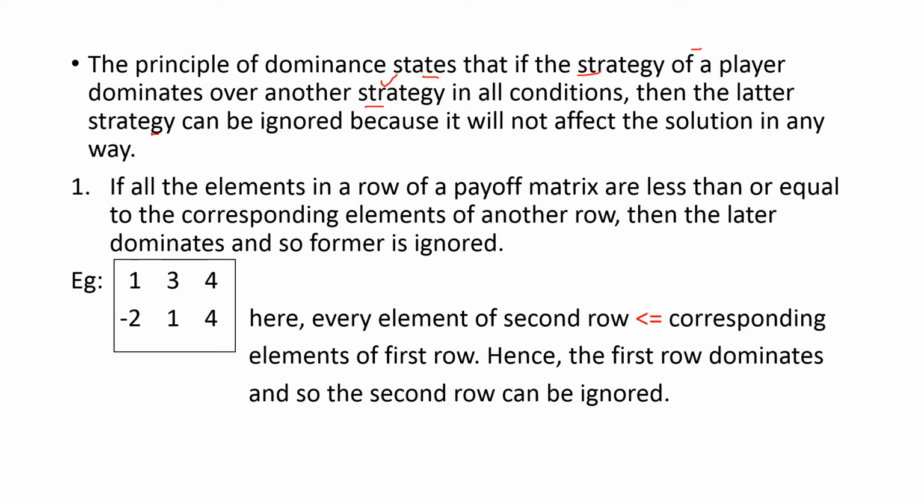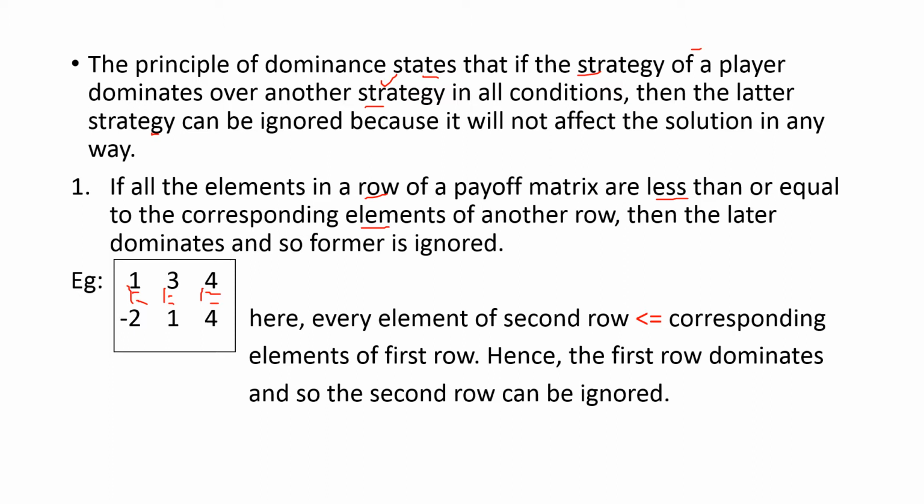If all the elements in a row of a payoff matrix are less than or equal to the corresponding elements of another row, corresponding means this is related to this, and this one and this one. That is, you are comparing these two elements and these two elements. If they are less than or equal, then the latter dominates and the former is ignored.